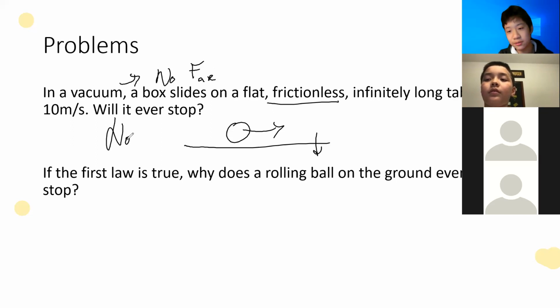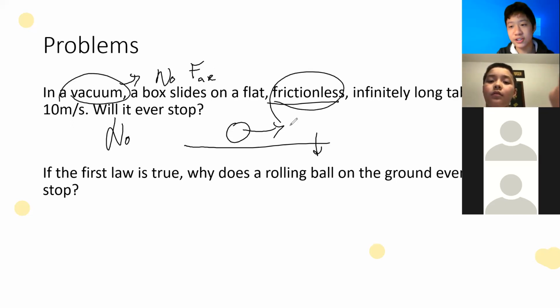So if the first law is true, why does a rolling ball on the ground stop? Well, in the real world, we're not going to have a perfect vacuum. We're not going to have frictionless surfaces. So those are the forces acting upon a ball, which would make it stop.